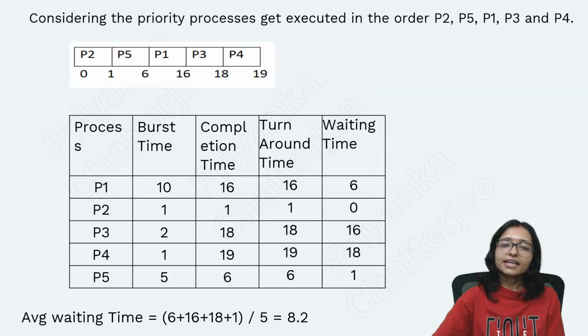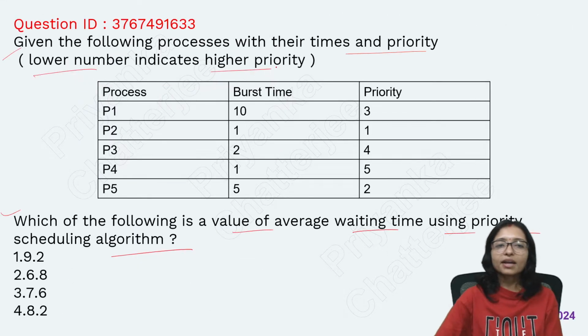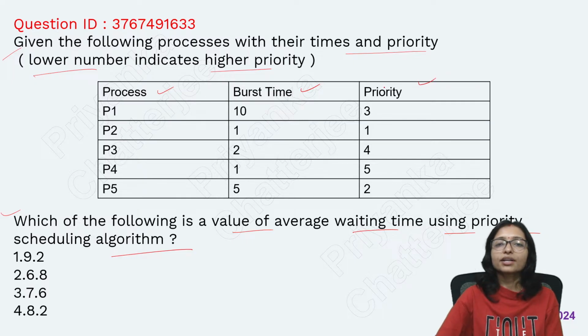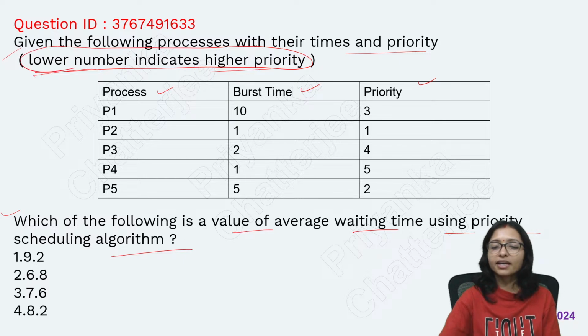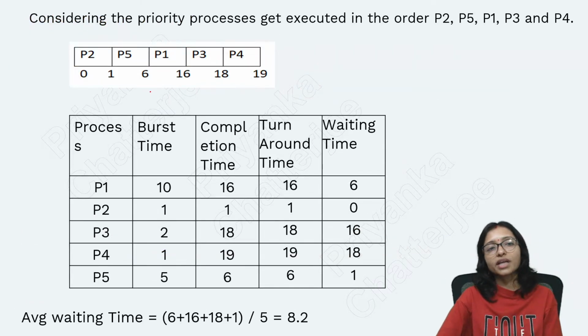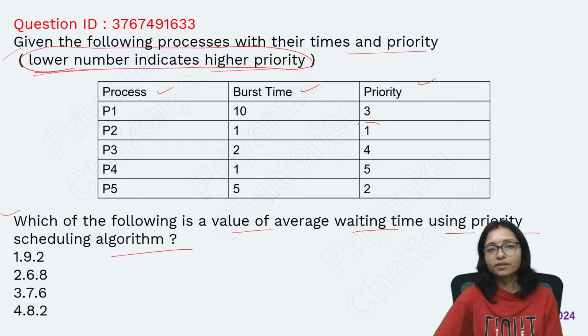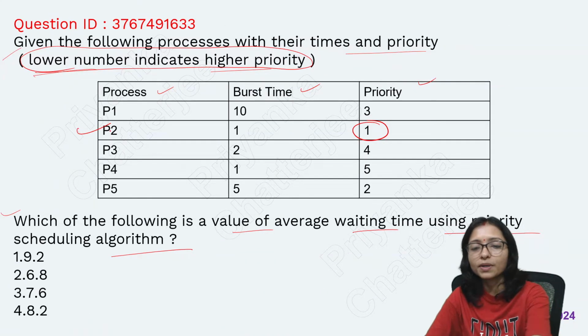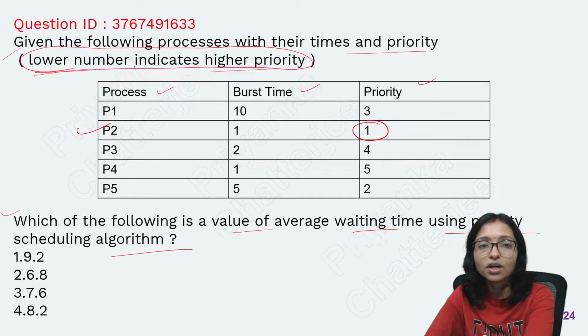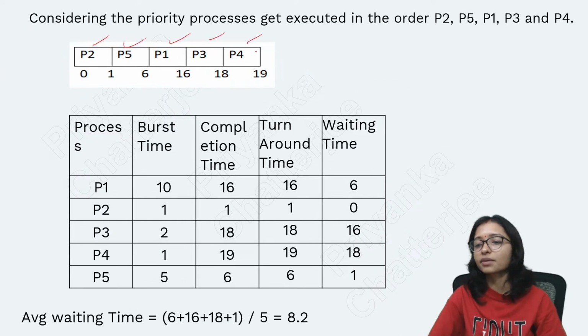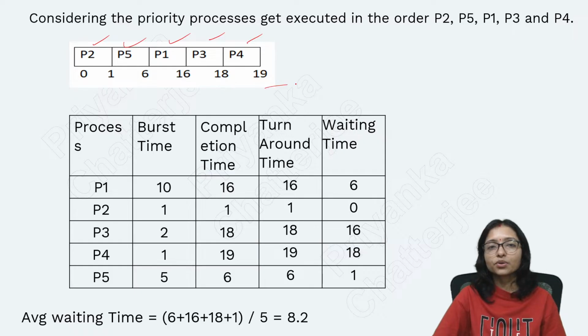Yes, 8.2 is the correct answer here, because you are given process, burst time and priority, and it was given that a lower number indicates higher priority. So according to that, first of all you can see the lowest number is this one. That's why we start with P2. After that the next priority is 2, that's why P5. Then P1, then P3, then P4. Your Gantt chart will look like this.